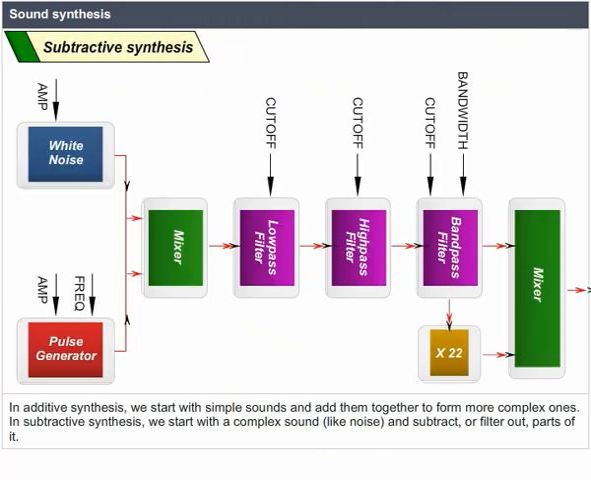Subtractive synthesis. In additive synthesis, we start with simple sounds and add them together to form more complex ones. In subtractive synthesis, we start with a complex sound like noise and subtract or filter out parts of it.